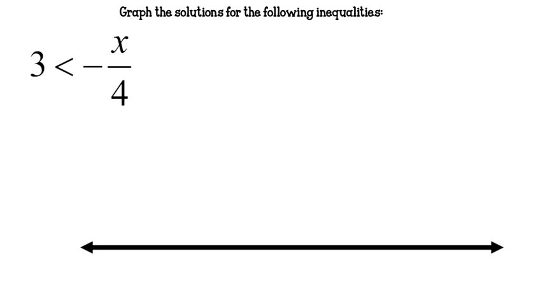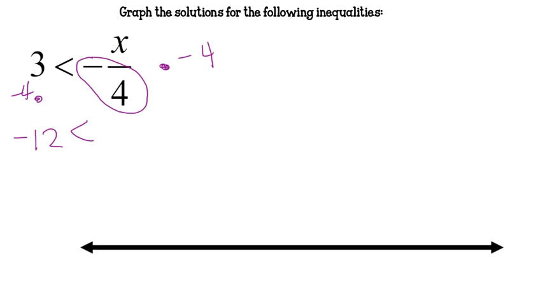Okay, I have 3 is less than -x/4. So I want to get rid of the negative while I get rid of the 4. So I'm going to multiply by -4. And what you do to one side, you must do to the other. So 3 times -4 is -12.